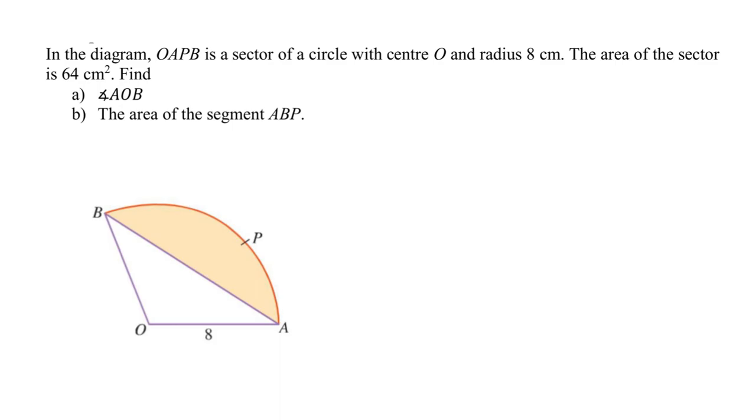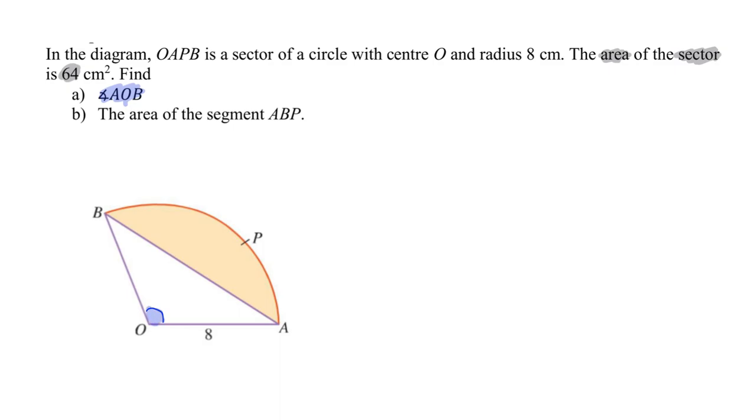OAPB is a sector, the radius is also given as 8 cm, and the center is O. They give me the area of this sector, which is 64 cm square. Find the angle AOB. That means they want us to find this angle here.